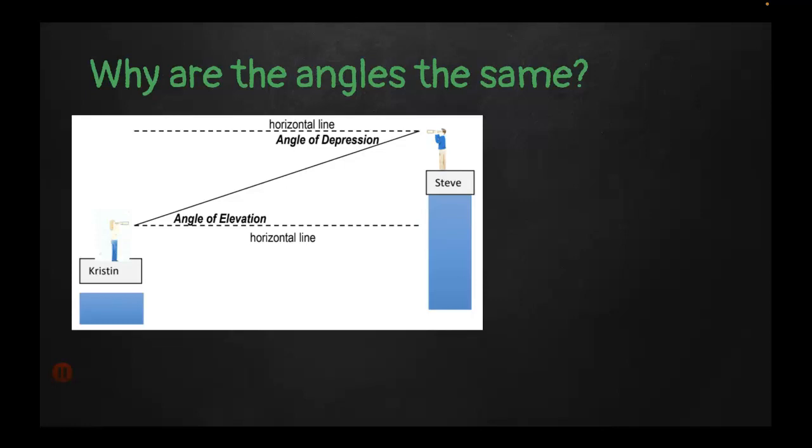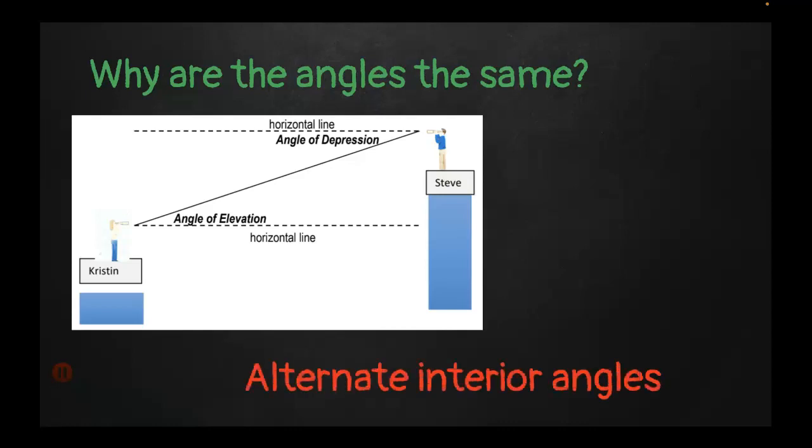Now, we want to think about why the angles are the same. So think back to geometry, and these angles are actually alternate interior angles. So the angle of depression will actually equal the angle of elevation. And we can use trig ratios to solve problems involving angles of elevation and depression.